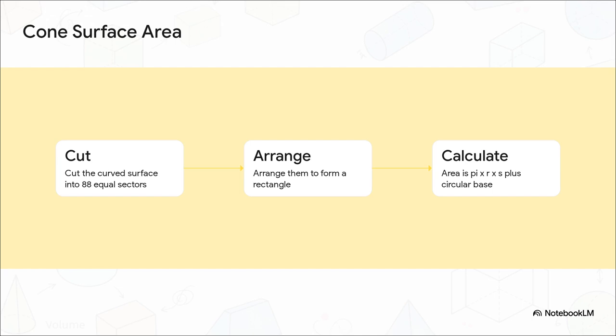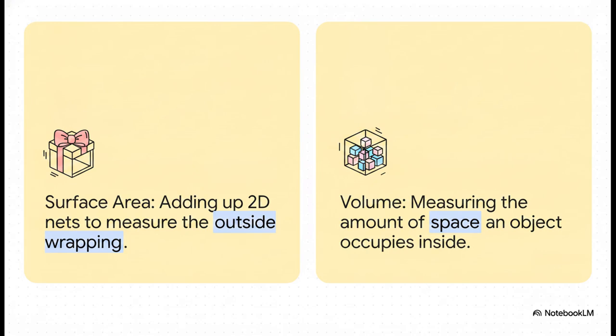To get the total surface area of the cone, you just add that curved part to the flat circular base at the bottom, giving you pi r squared plus pi r s. See? You don't have to memorize a random formula. You just have to realize that a curved cone can literally be sliced up and transformed into a simple, flat rectangle. So, now that we've totally mastered the outside of our shapes, we need to compare it to the inside.